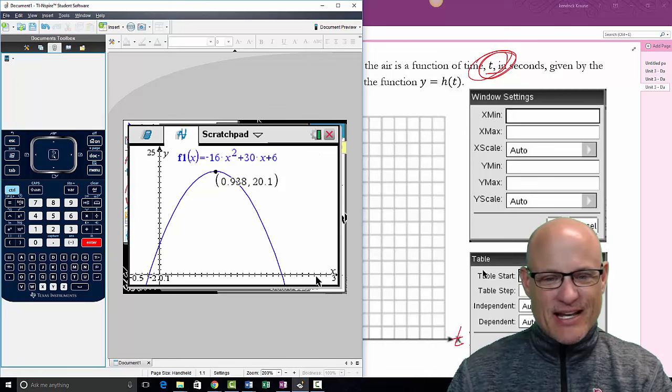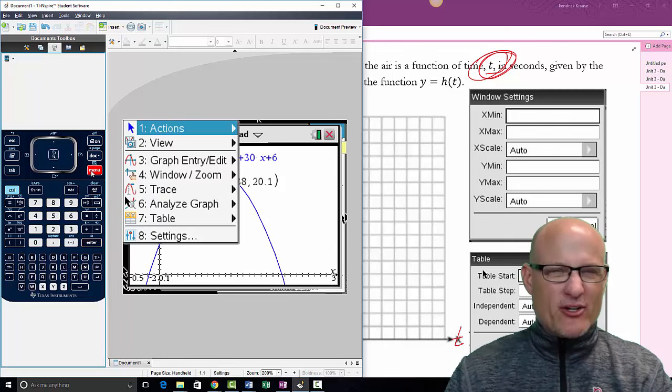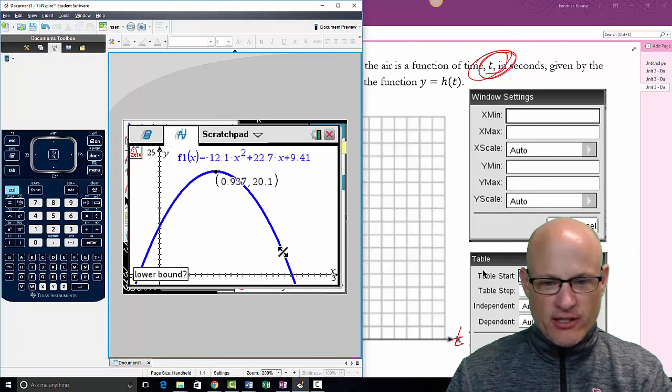It still seems like a lot of extra here. You know what else I can do to find what that is? I'm going to go to menu. Do you remember we talked about it yesterday? When it hits the x-axis, it's called a root or a zero. So we're going to go to 6, analyze the graph, and we're going to go to 0. And then we're going to click and click.